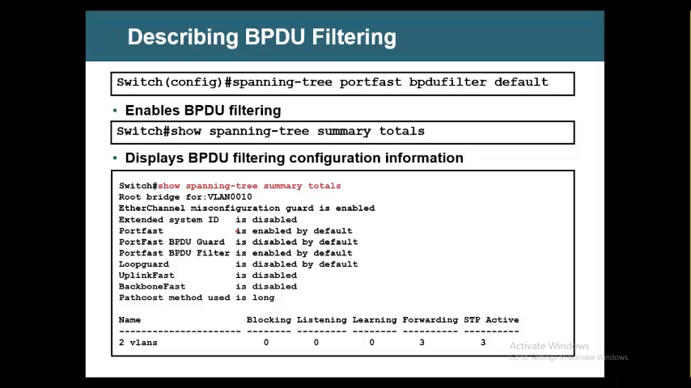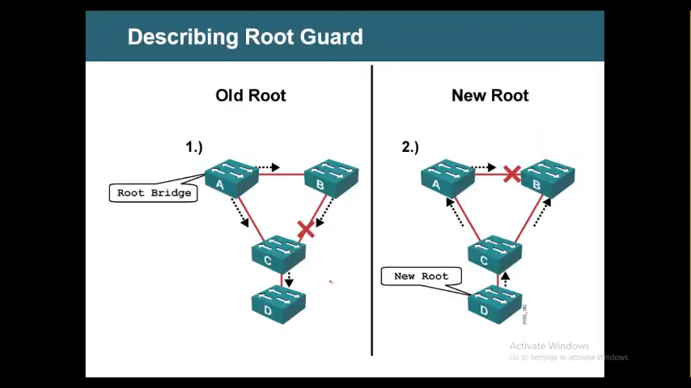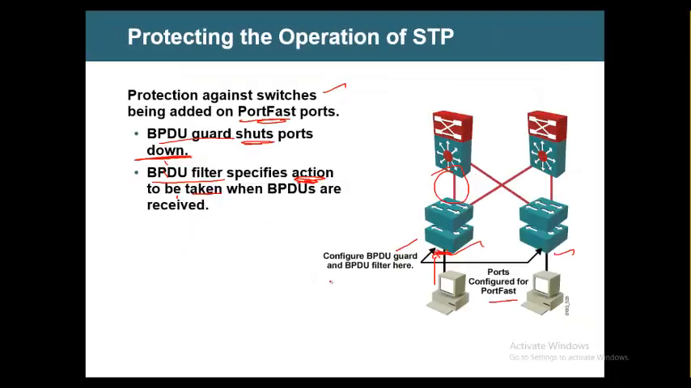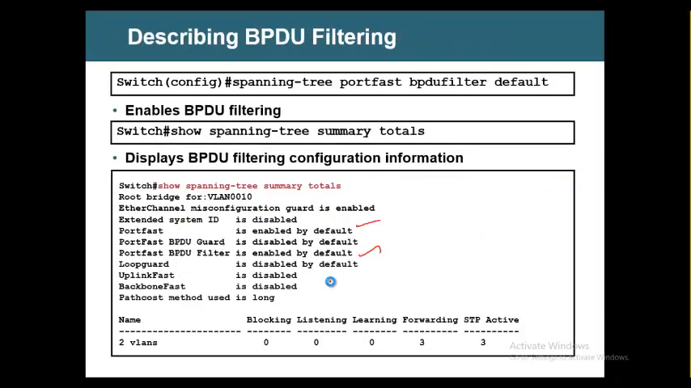If you want to enable BPDU filter, it is again going to work with portfast: spanning-tree portfast bpdufilter. Then it shows that the portfast is enabled, and BPDU filter is also enabled. So what we have seen is how to prevent confusion in the network caused by BPDUs. Portfast with BPDU guard or portfast with BPDU filter is a solution.